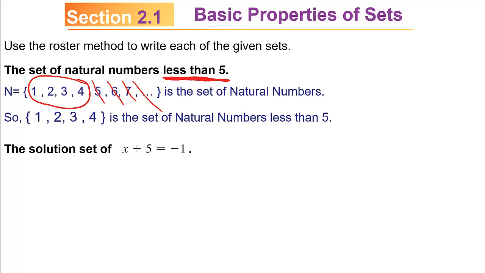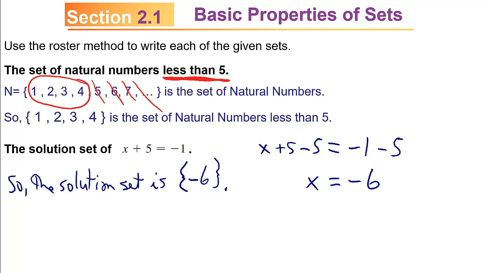How about this? The solution set of the equation x plus 5 is equal to minus 1. If you take that equation and solve for x, by subtracting 5 from both sides, you'll find out that x is equal to minus 6. So the solution set is the set containing the single element negative 6.